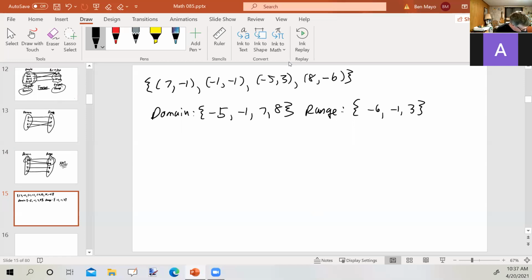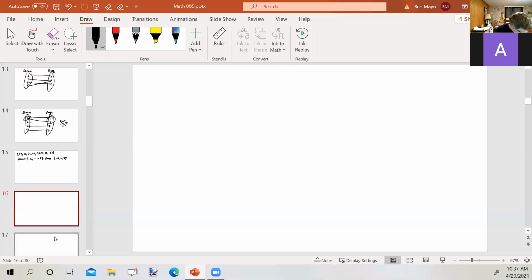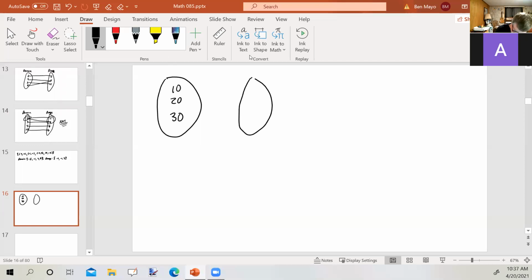Let's take a look at another example. 10, 20, 30, and 20, 40, 60. 10 goes to 20, 20 goes to 40, and 30 goes to 60. Determine whether the relation defines y as a function of x. So this is x, this is y, input, output. If it does not, find two ordered pairs where more than one value of y corresponds to a single value of x. Okay, so yes, this is a function.